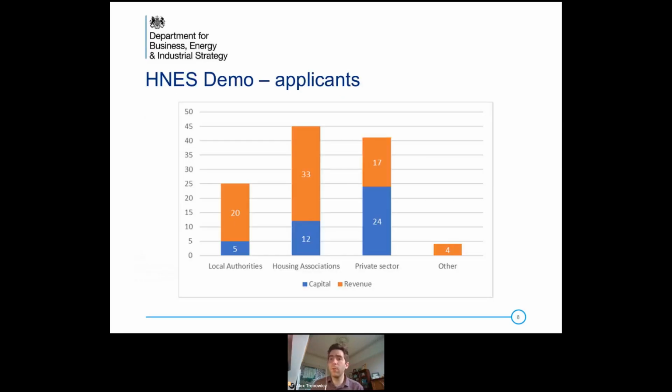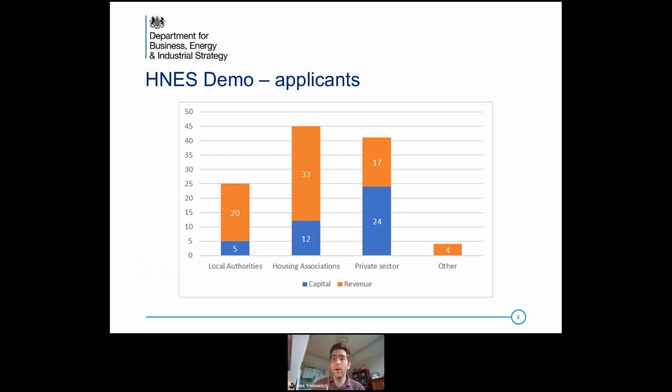In terms of the applicant types that we had in the demonstrator, the first thing to say is we received a lot more applications than we were expecting. The scheme was oversubscribed, even given the challenging timescales that we asked projects to work to, which is actually quite a positive for us in terms of demonstrating the demand for this type of work, and stands us in good stead going forward, I think.